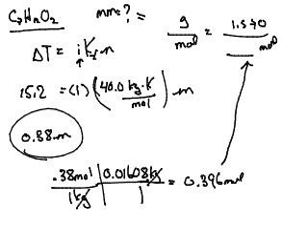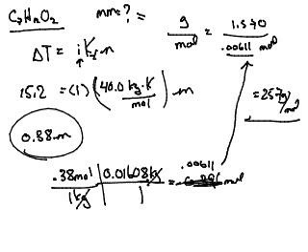Did I do something wrong? Oh, I added it. Hold on. I just looked at my calculator: 0.38 times 0.01608, I get 0.00611 moles. So 1.57 divided by my previous answer, I get 257. Good? That's the answer to B.